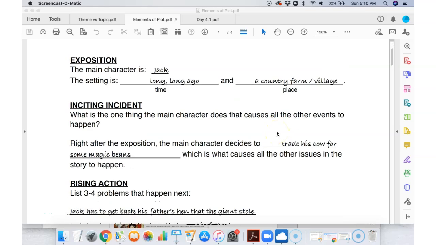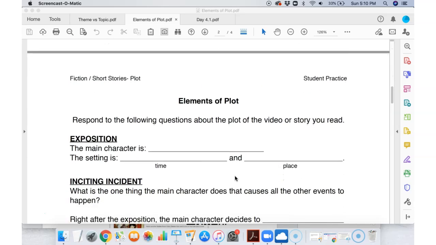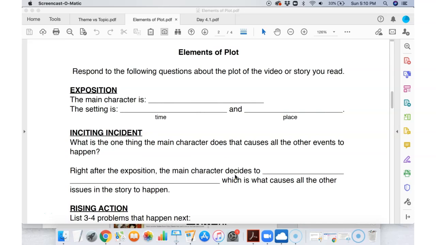Okay, we're back. So let's say we just watched Jack and the Beanstalk together. So now we're going to go ahead and talk about the questions. And here's the deal, you'll see the answers are already here. That's because I'm just going to talk a little bit about where the answers came from, because you are actually going to fill out your own elements of plot right here.